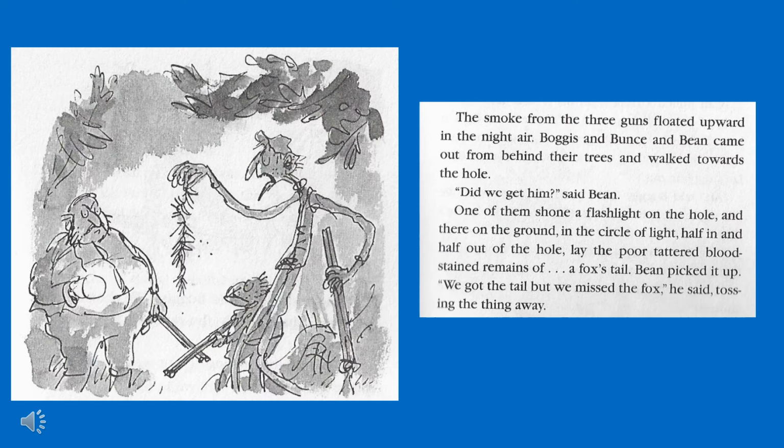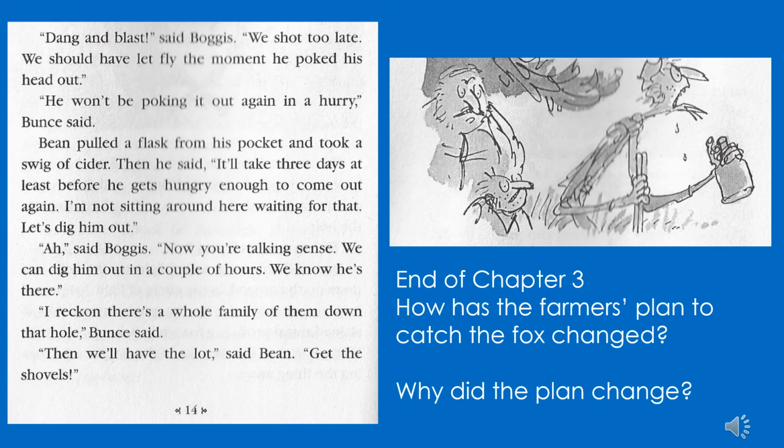Bean picked it up. "We got the tail, but we missed the fox," he said, tossing the thing away. "Dang and blast," said Bogus. "We shot too late. We should have let fly the moment he poked his head out." "He won't be poking it out again in a hurry," Bunce said. Bean pulled a flask from his pocket and took a swig of cider. Then he said, "It'll take 3 days at least before he gets hungry enough to come out again. I'm not sitting around here waiting for that.